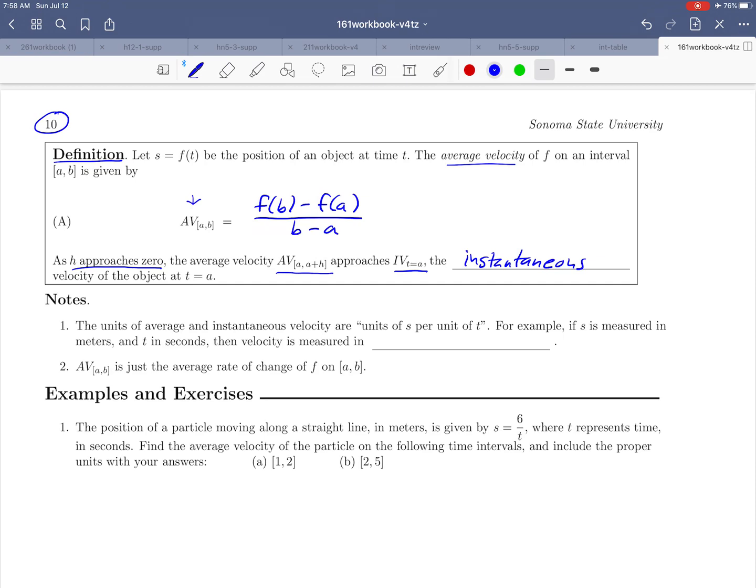Now a couple of notes on this. Let's talk about units first. That's important. Units of average and instantaneous velocity are units of s per units of t. What do we mean by that? Well, s and t are just our output and our input variables, so it's a way of emphasizing that we're calculating a rise over a run. For example, if s is measured in meters and t is measured in seconds, then velocity is going to be measured in meters per second.